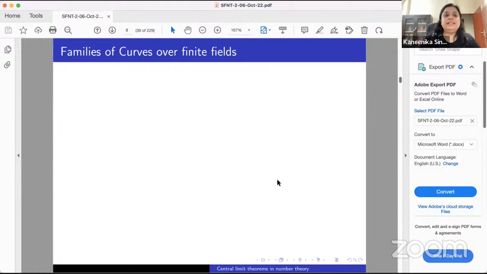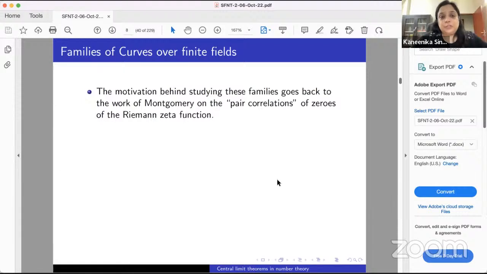Okay, so the first situation that we go over is families of curves over finite fields. This will not be a very detailed description, but I will give you some main theorems in this field and then move over to the other families. But first of all, what is the motivation behind studying these types of families? The motivation actually goes to the birth of the interface between random matrix theory and number theory. The fundamental motivation goes back to a very nice work of Montgomery on what is called the pair correlation of zeros of the Riemann zeta function.